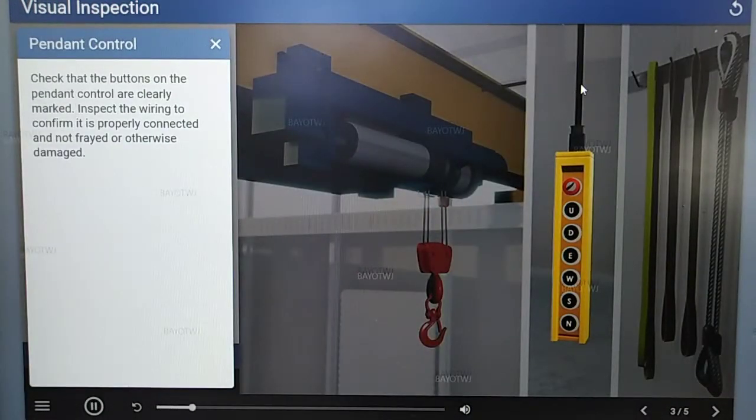Check that the buttons on the pendant control are clearly marked. Inspect the wiring to confirm it is properly connected and not frayed or otherwise damaged.